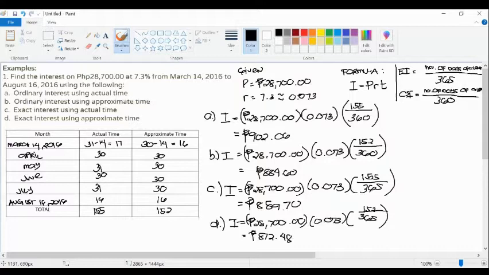Okay, if you can observe, the lowest generated interest is exact interest using approximate time. So here, as you can see, this is the lowest and this is the highest. That's why most of the banks use the ordinary interest using actual time, or what we say, the banker's rule.